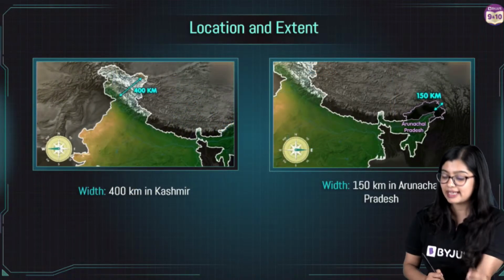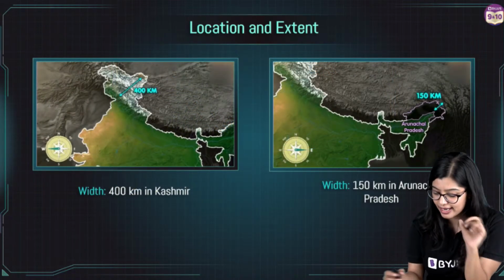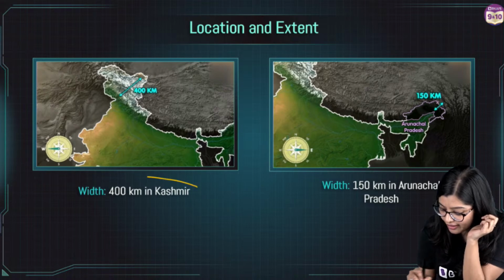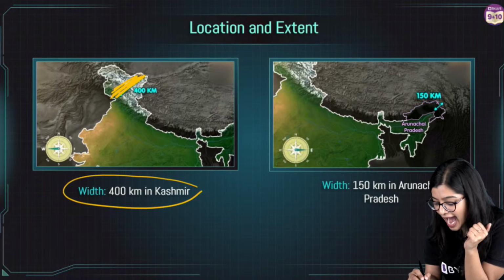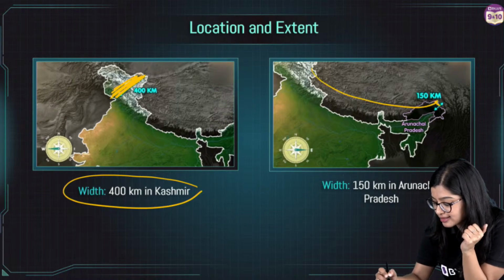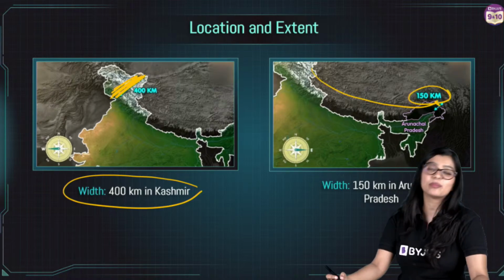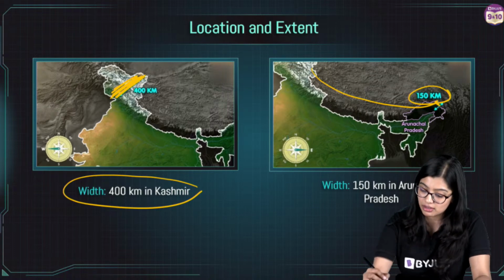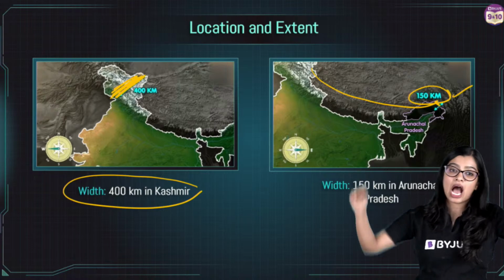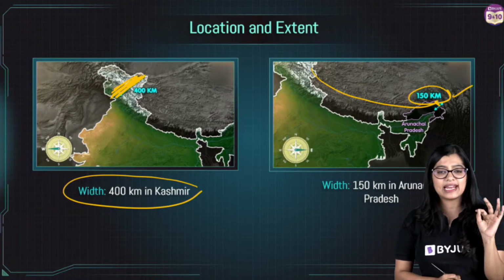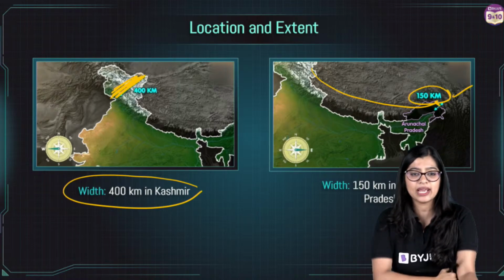Now, when you talk about the width, we see that it is about 400 kilometers. So, it's very wide, closer to the western side. But as it progresses towards the east, we see that the ranges start to become a little narrow, closer to Arunachal Pradesh, right? And of course, there is a difference in height as well. Very simple and easy, okay?